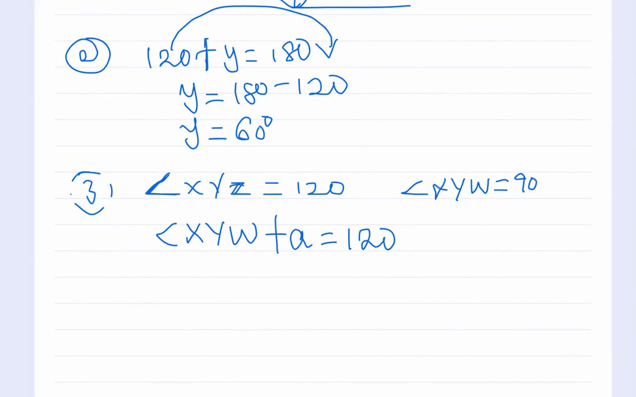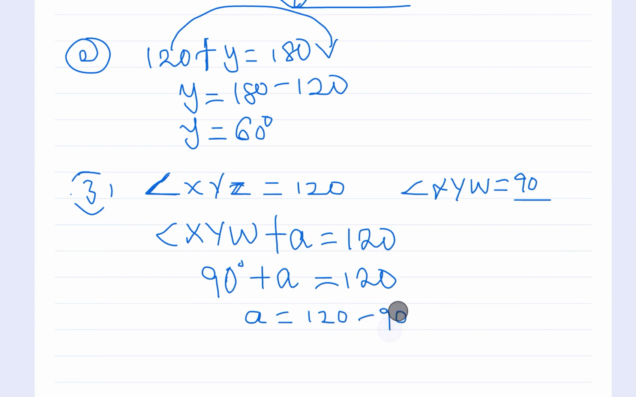So what do we call angle XYW? We already said XYW is 90 degrees. So this is 90 degrees plus A equal to 120. Then you are going to have A equals 120 minus 90. When you bring this one to this side, that's what you have. So A equals 120 minus 90, that would give us 30 degrees.